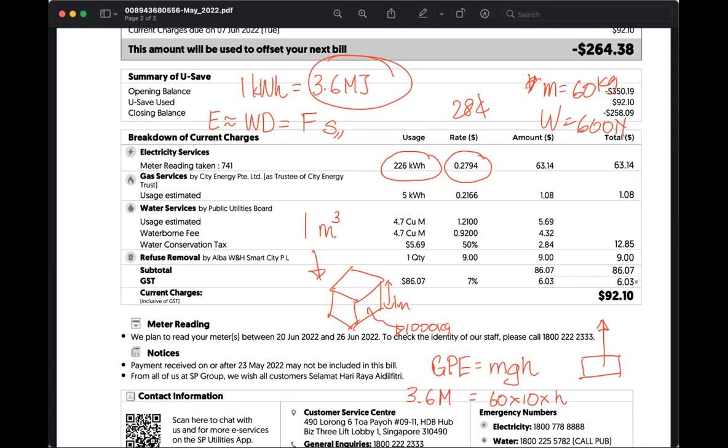Let me find my calculator. Okay, let me just give you the answer. 3.6 million divided by 60 divided by 10. I can actually raise you up 6 kilometers. So 1 kilowatt hour has enough energy to lift a 60 kilogram mass of you up 6 kilometers.